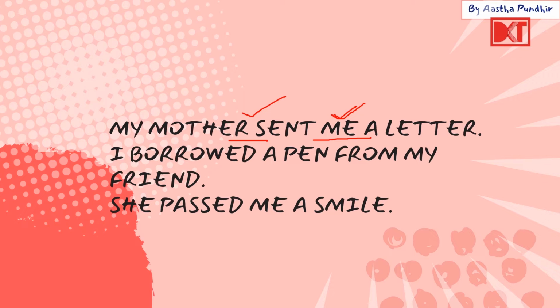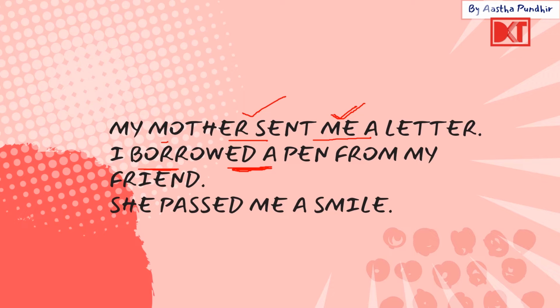Alright, let's see further. I borrowed a pen from my friend. Borrowed is the verb here. Now if I just say I borrowed, that is incomplete because there has to be something that I borrow to understand the meaning of the sentence completely. So I borrowed a pen from my friend. So I require an object to complete the meaning of this sentence. So that's why this again, borrowed is a transitive verb.